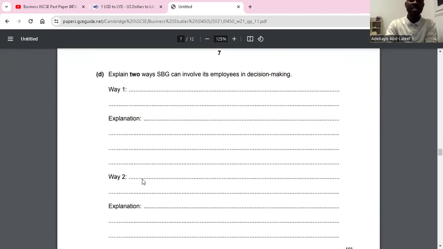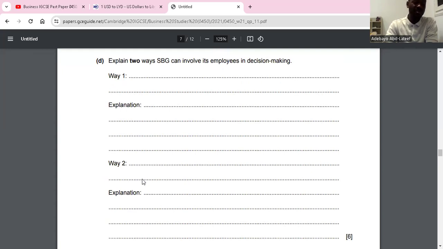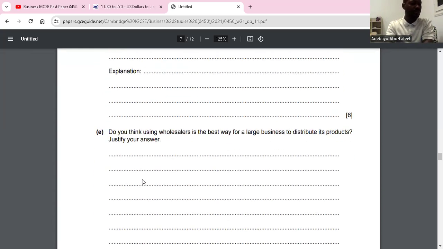Explain 2 ways SBG can involve its employees in decision making. To involve employees in decision making, it has to be a democratic style of leadership or delegation. The democratic leadership style allows employees to come up with different ideas about developing new products. Delegation allows employees in the 6 factories to make decisions on behalf of the managers. Okay. Go to E.